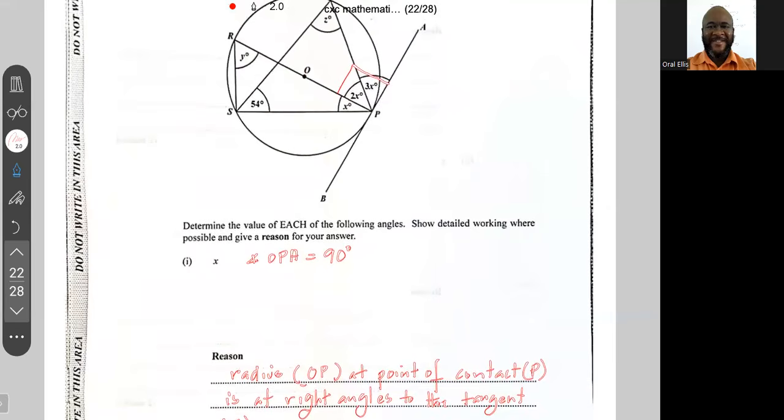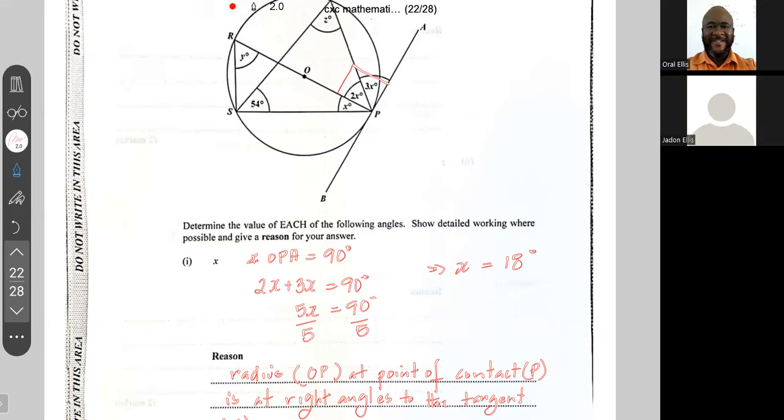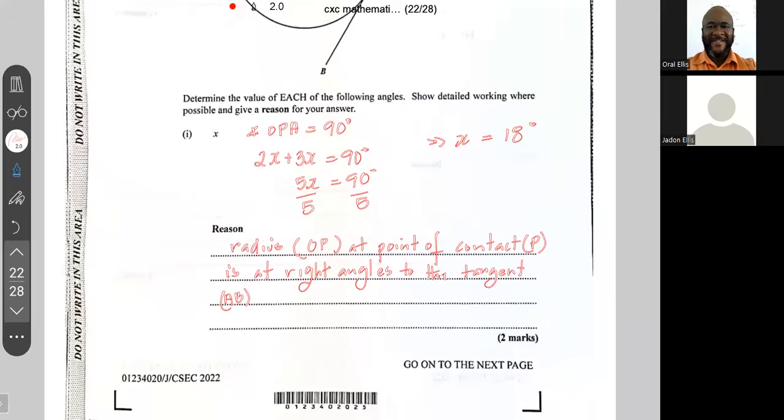So because that angle is 90 degrees, I can say that 2x plus 3x is equal to 90 degrees. 5x is equal to 90 degrees. Divide both sides by 5, and I'm going to end up with x is equal to 18 degrees. So we're asked to find x, and we did that. Next, we're asked what?